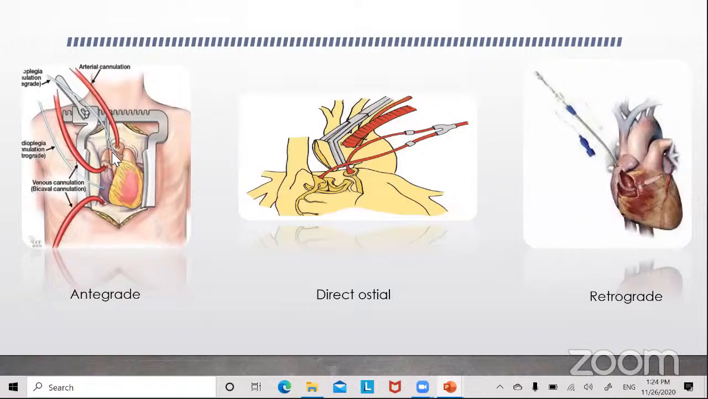Here you can see this is the antigrade, this is the cross clamp, and this is the antigrade cannula placed in the aortic root. This is the direct ostial, and this is the retrograde cannula introduced through the right atrium to the coronary sinus.